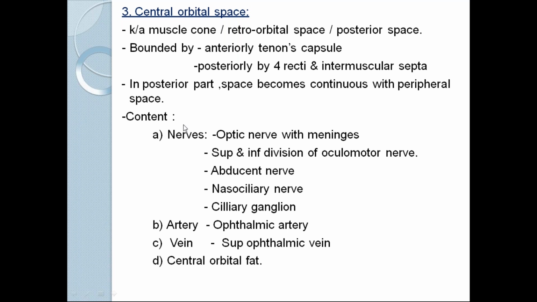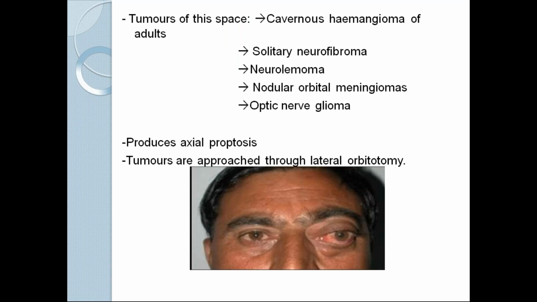But the danger is that the optic nerve, ophthalmic artery, and all these vital structures are there. So the patient can have retrobulbar hemorrhage. Retrobulbar hemorrhage or accidental injury to the optic nerve can create a lot of problems. For that reason, nowadays we are not giving retrobulbar injections; we are giving only peribulbar injections. The tumors here include cavernous hemangioma, optic nerve glioma, and so on.